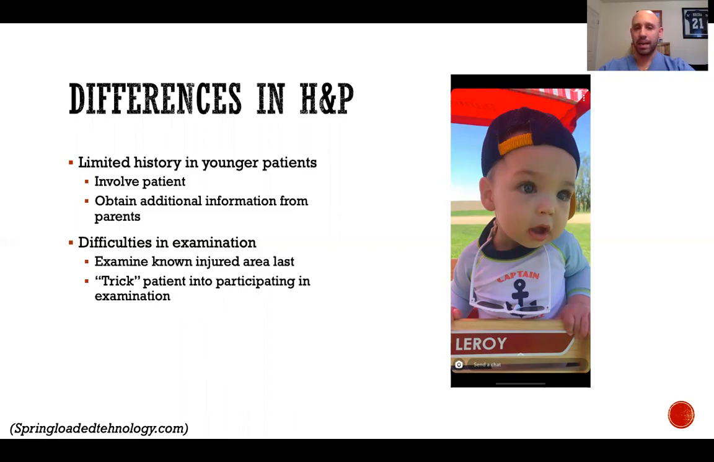And then pediatric patients are sometimes difficult to examine, partially because they're scared of their injury. They might be scared of you. So I think it's important to examine the known injury last. So if you know that they have an elbow fracture, check out their lower extremity, check out their other uninjured arm first. I think that's an important thing you can do for adult patients as well.